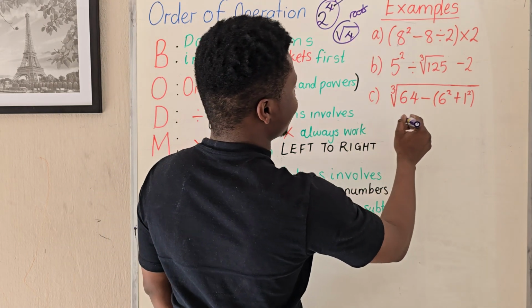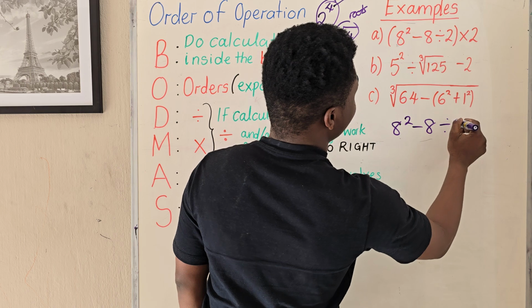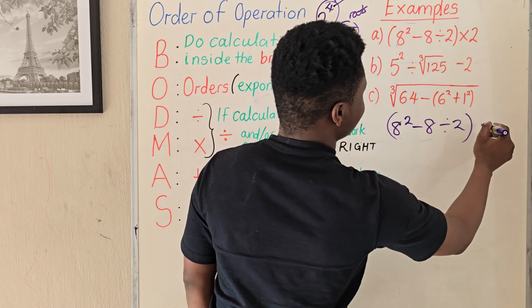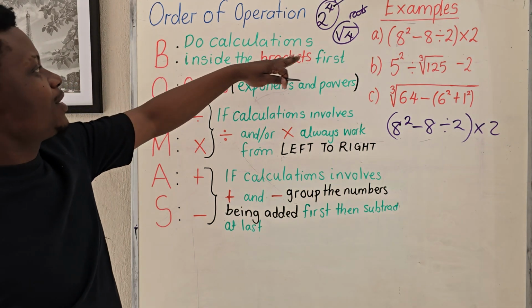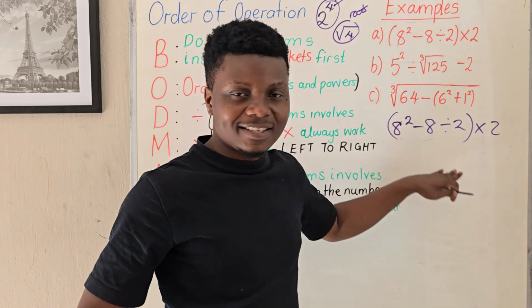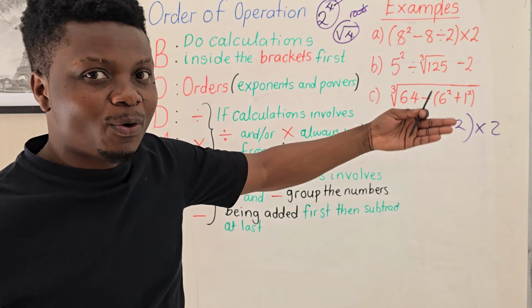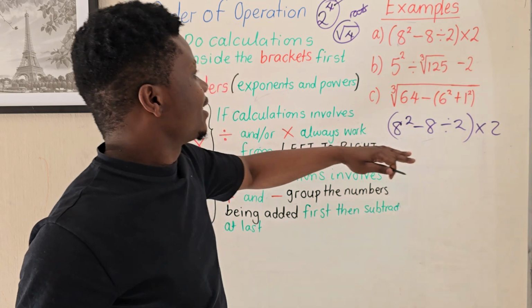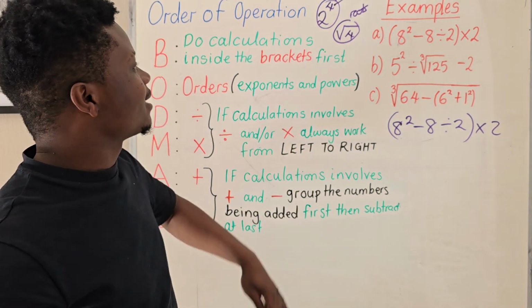The first one says 8 squared minus 8 divided by 2, times 3. So according to BODMAS, do calculations inside the brackets. Yes, I do have brackets. But again, inside the brackets, I have 8 to the power of 2. There's an exponent there, a small number right there. These are what we call powers. So I have to simplify powers first.